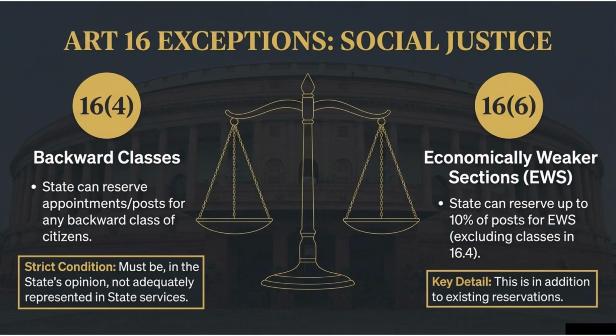Clause 16(6) was added by the 103rd Constitutional Amendment in 2019. It allows the state to reserve up to 10% of posts for economically weaker sections, but specifically those who are not already covered under Clause 16(4). So EWS reservation is separate from and in addition to the existing SC, ST, and OBC reservations. This is a point candidates must be absolutely clear on.